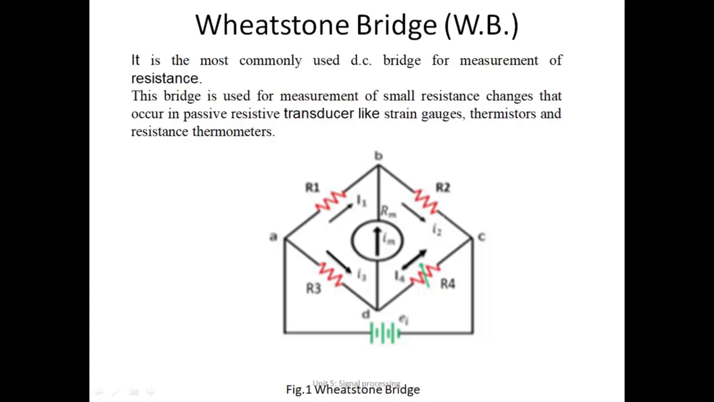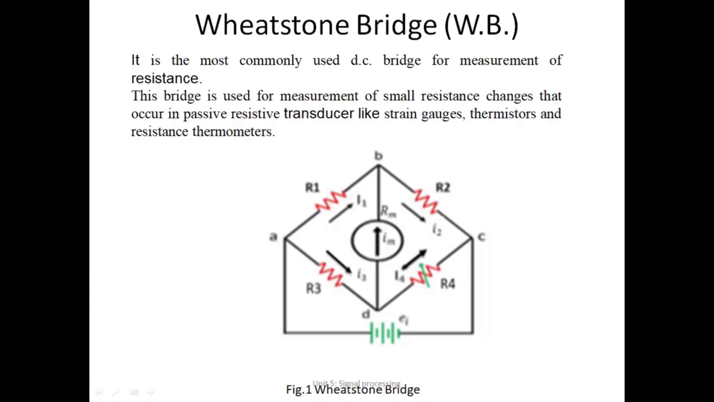This bridge is used for measurement of small resistance changes that occur in passive resistive transducers like thermistors, strain gauges, resistance thermometers, etc. Whenever you have a transducer which is working in terms of resistance, like a strain gauge, we attach it in one of the arms, usually at place R1. The rest of the arms are balanced in such a way that it shows zero deflection, that means there is no current flowing in the center branch.